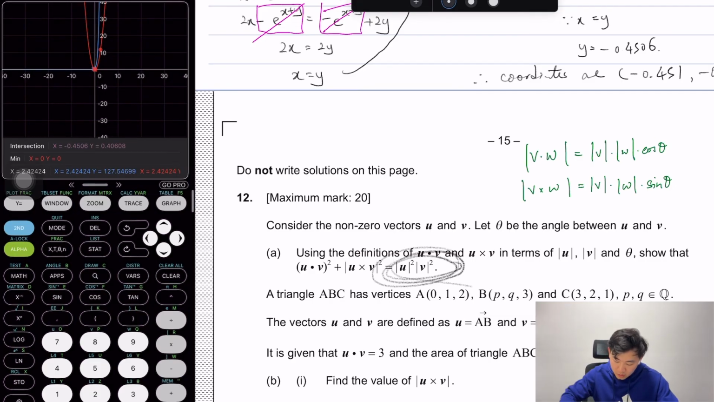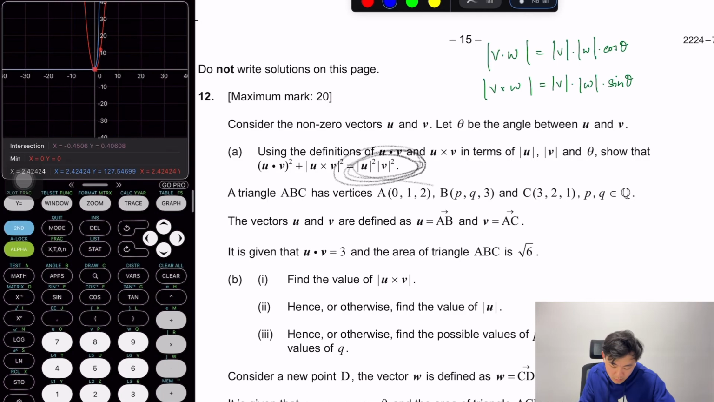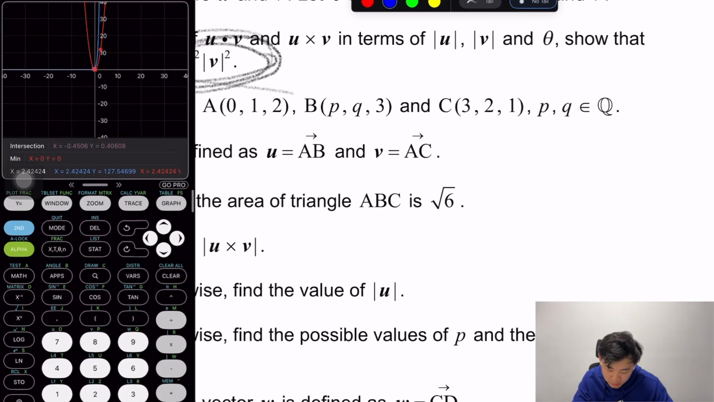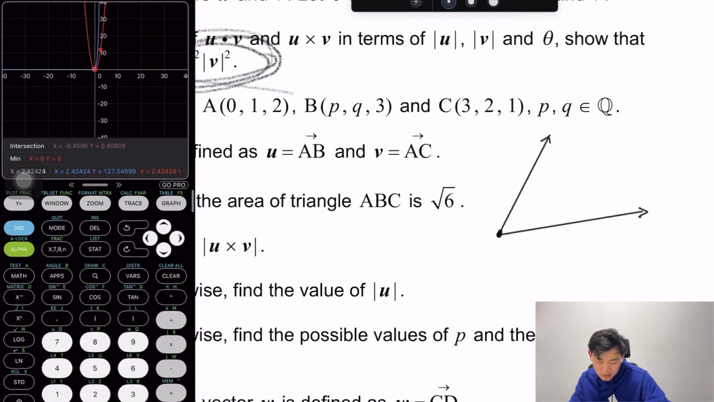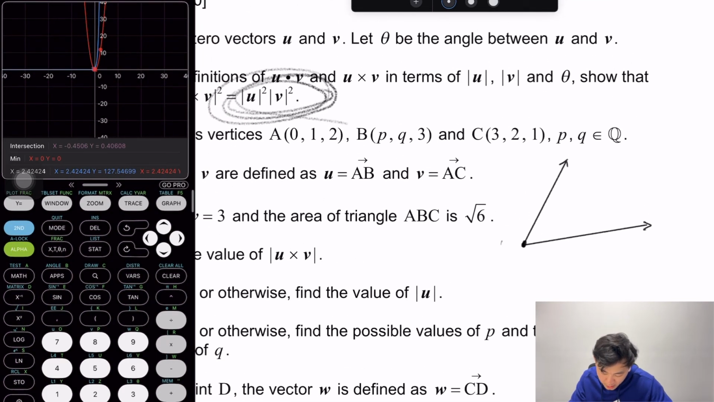Now let's take a look at part B. Triangle ABC has vertices like these, okay? And then u is AB, v is AC. For questions like this, my own practice is to randomly sketch it out first. I don't care about where it is, but just write it out first. So let's say this is A, that's B, that's C.